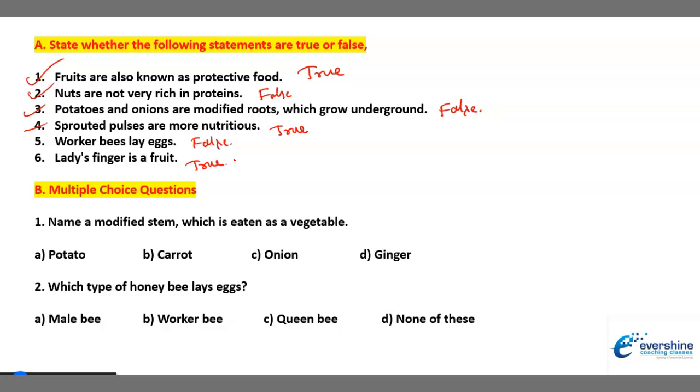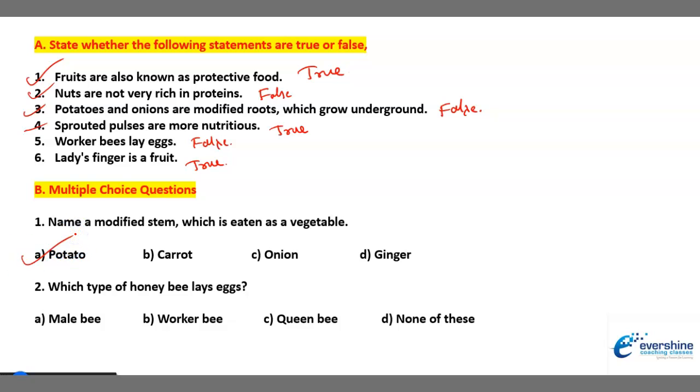Next, multiple choice question. Name a modified stem which is eaten as a vegetable. So which is the modified stem which we eat as a vegetable? Can you tell me? Potato, carrot, onion, ginger. It is potato.